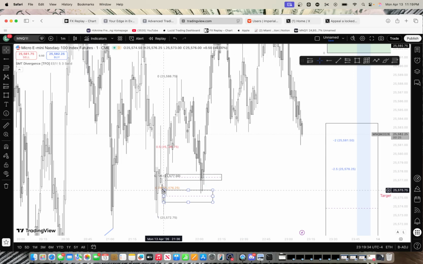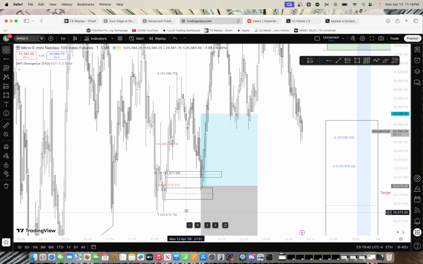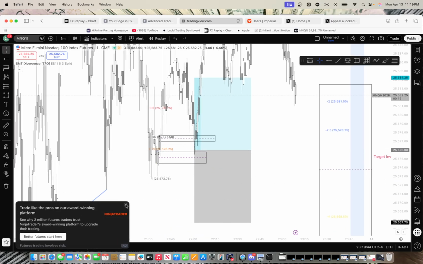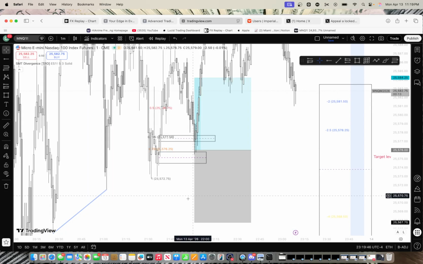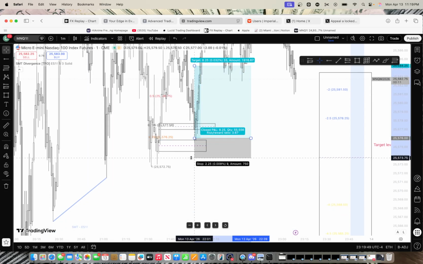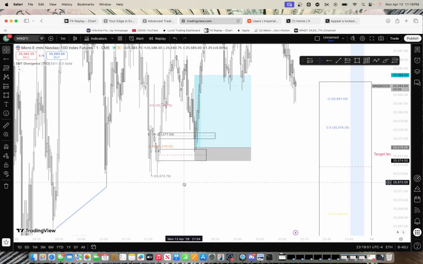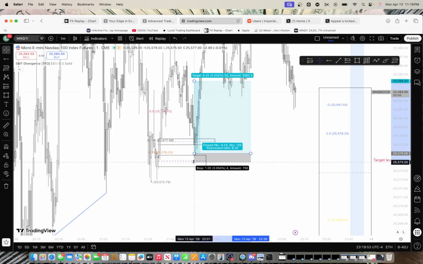So it hit our level, a fair value gap. It hit the 0.79 level, which is the most premium level. This is where we could get away with a really, really small stop loss. So enter off the 0.79 level. You could do a stop above the fair value gap. You could even do a 2 point stop loss, you get away with that. 1 point stop loss, you get away with that.